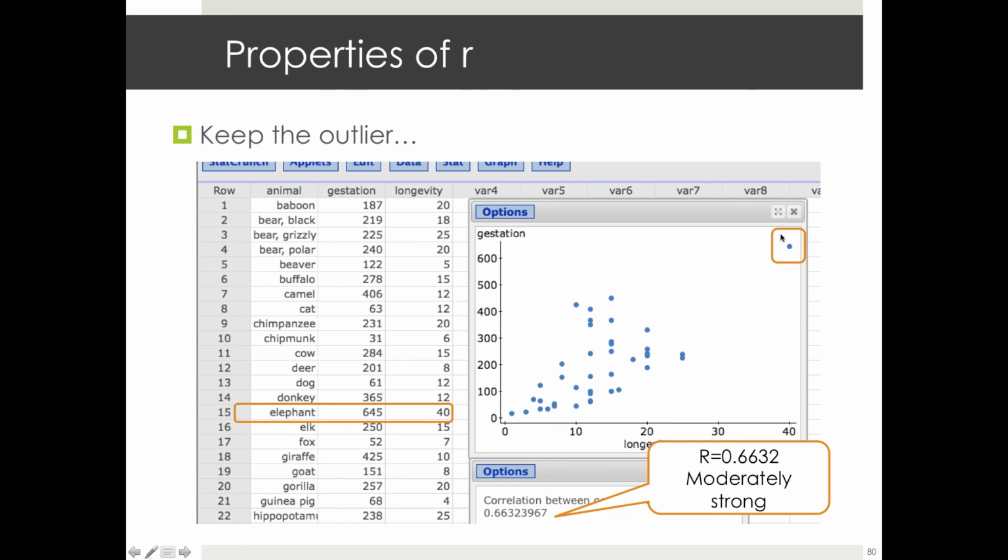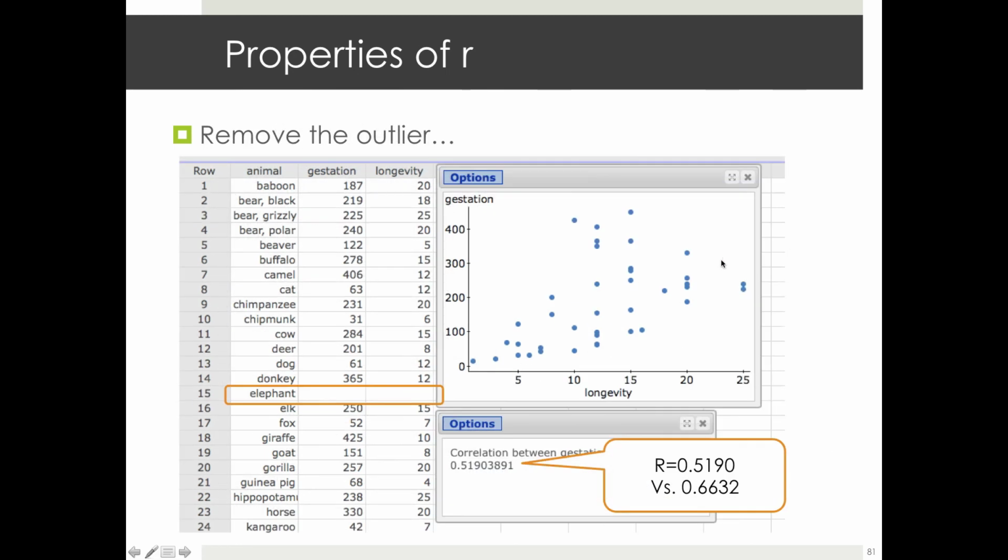Now, if we decide that this outlier should be removed from the data set and analyzed further without it, then we get something like this. So here you can see I've removed the data for elephant, so it's not being computed, and it's also not being graphed, right? And so when we do that, we see that the R value drops. It was 0.6632, it's now down to 0.5190.